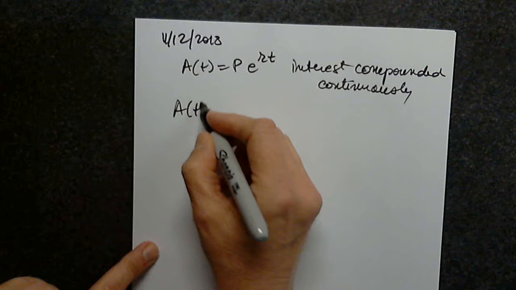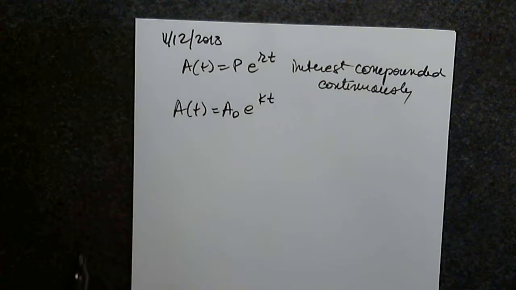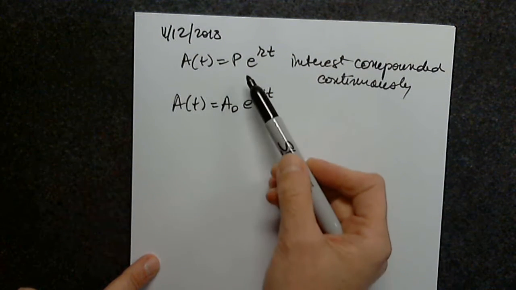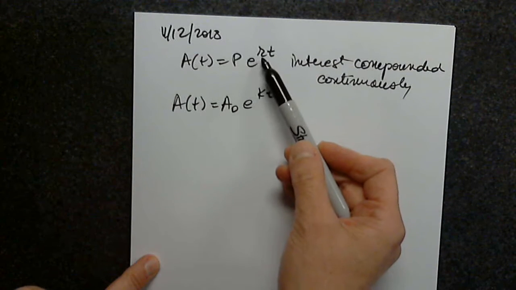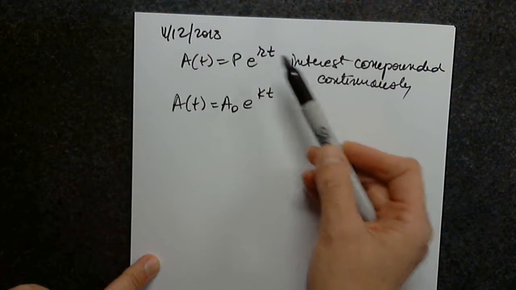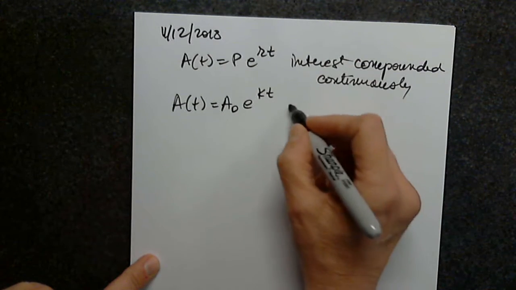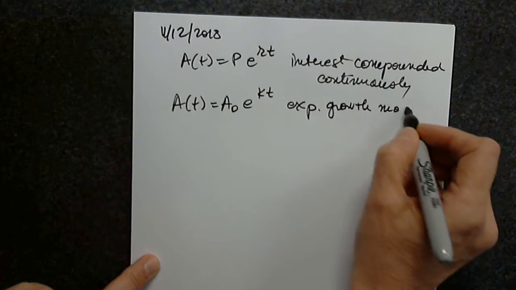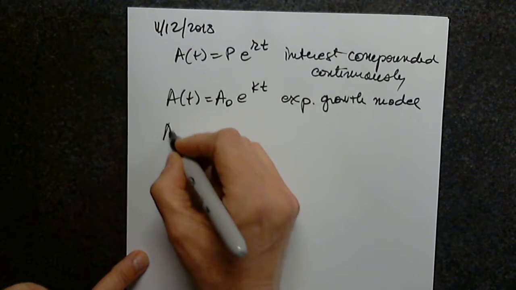Last time we looked at A of t equals A0 e to the kt. As you see, it's identical. It's just that these represent something else. This is the original, like the principal is the original. This is the growth rate, like the annual interest rate. T is time in years. And this is the amount. So this is the exponential growth model.